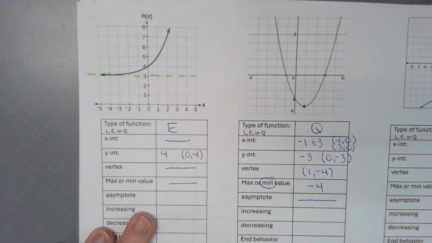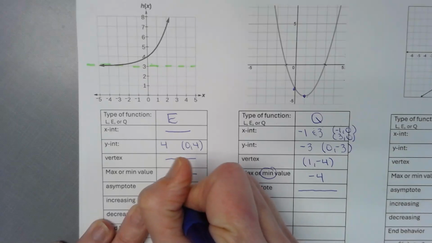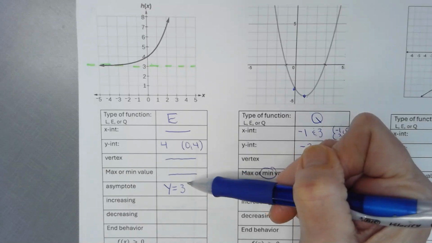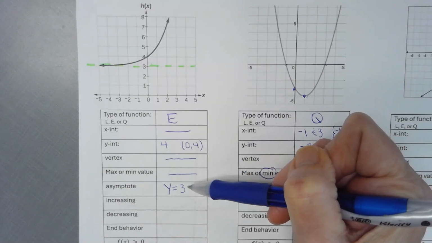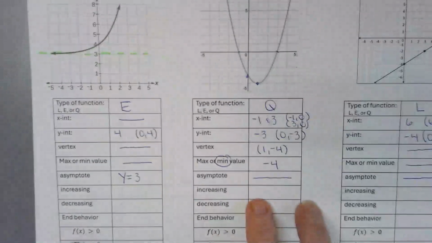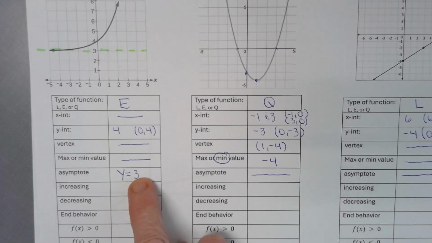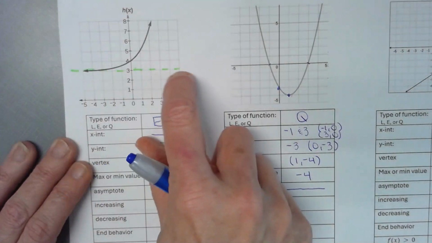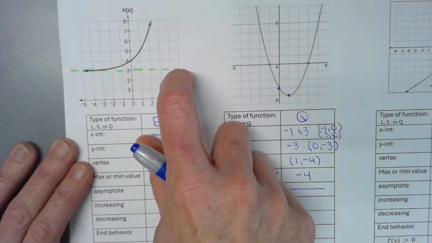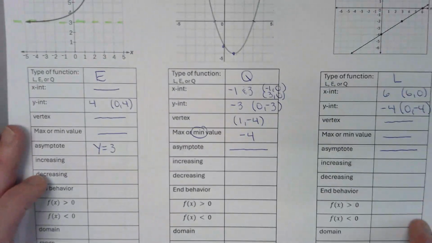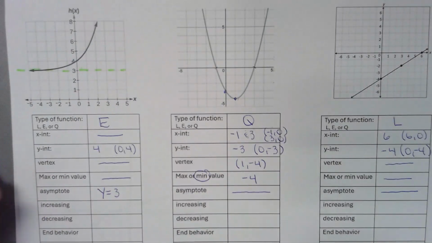Okay, so how do we write it? Y equals 3. Since it's a horizontal line, the way we write an equation for a horizontal line is with a y. Y equals 3. Notice, asymptotes, only your exponential models have those. It's an imaginary boundary line that the curve does not touch. It doesn't cross it. Okay? Questions on that?